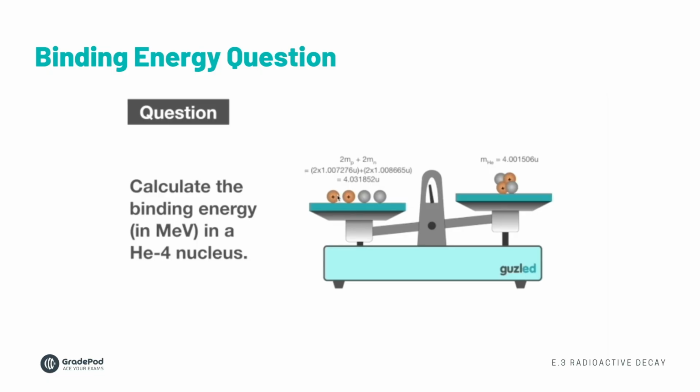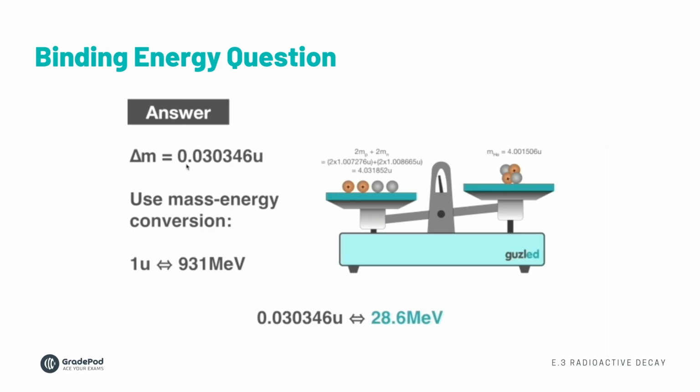because we can use that much, much quicker. Here's a question. Calculate the binding energy in mega electron volts in the He4 nucleus. So the constituent parts are greater in mass than the nucleus, and it's greater in mass, let's go to the answer, by 0.030346 u, because we've just subtracted that from that. Now, instead of turning it into kilograms and then popping it into E equals mc squared and then finding out how many joules it is and then turning it into mega electron volts, we can say that one atomic mass unit is equivalent to 931 mega electron volts.